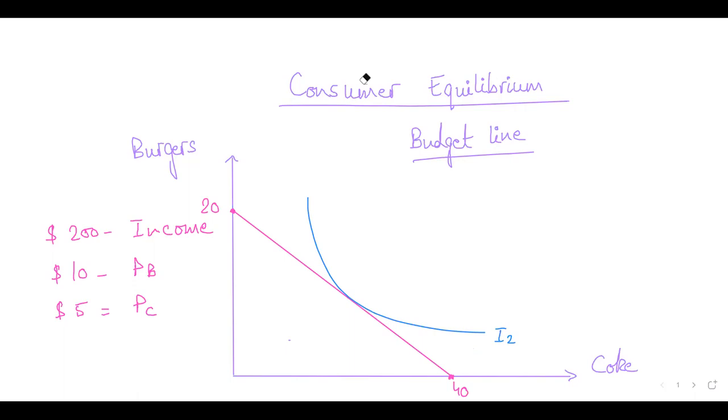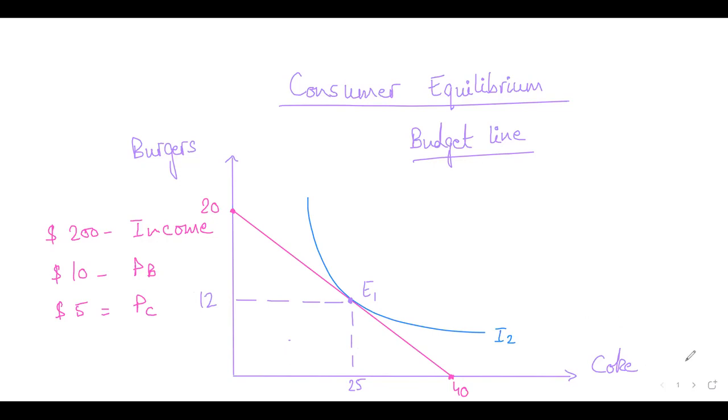Now, where the budget line is tangent to your indifference curve, you put a dot. This is known as the consumer equilibrium point, and it shows how many units of burgers and how many units of Coke this consumer will consume. So let's say at this equilibrium point, the consumer is consuming 25 units of Coke and let's say 12 units of burgers. That is what gives him the highest level of utility.